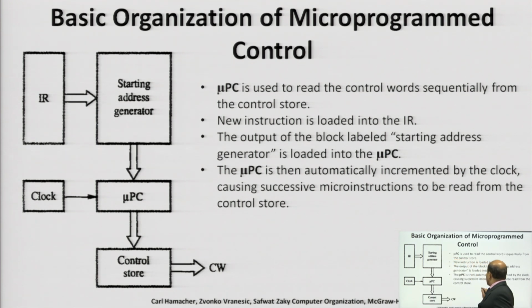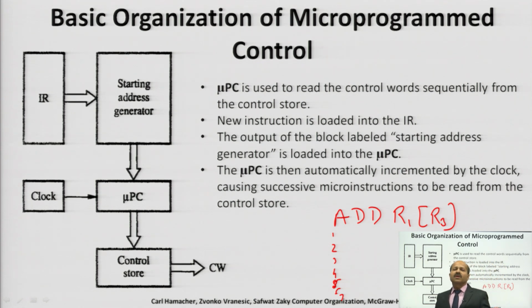If we are using the same example, add R1 R3, there is a 7-step program, 7 control steps required, and in different steps various control signals are issued. So, we have to see in what step what type of control is to be generated, and what should be the program for that. In this case, the program counter will generate a sequence of these control words.